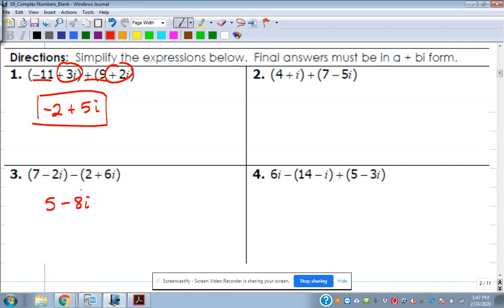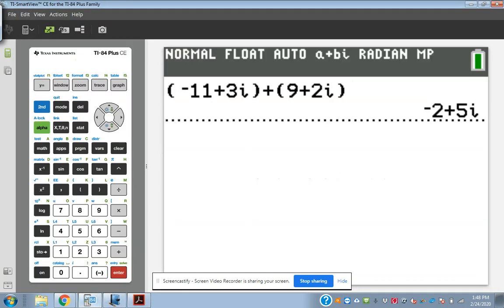Negative 8. And again, I could check that with the calculator. It is very important that you use parentheses, especially in the subtraction problems. The addition problems, it really doesn't matter if you use parentheses or not. But the subtraction problems, it does matter.